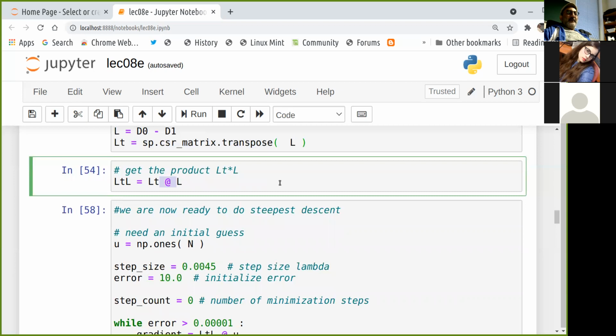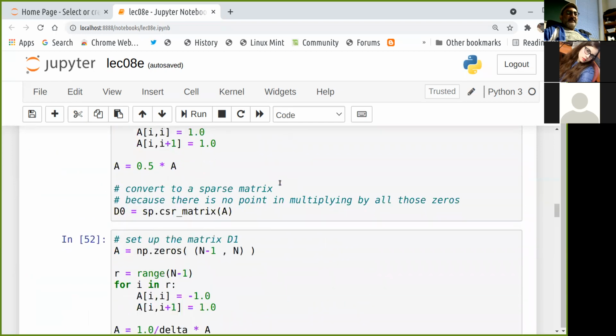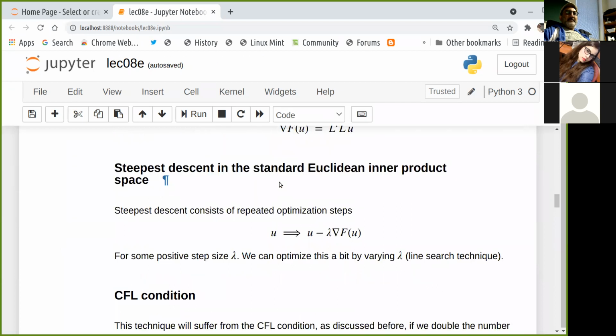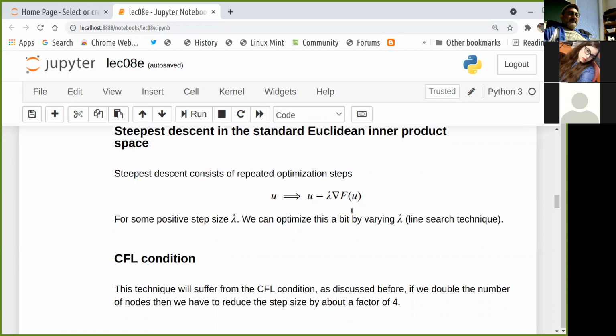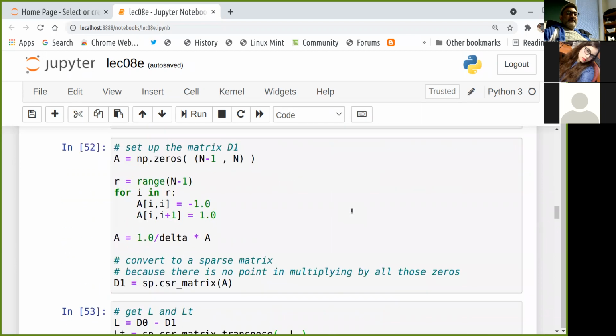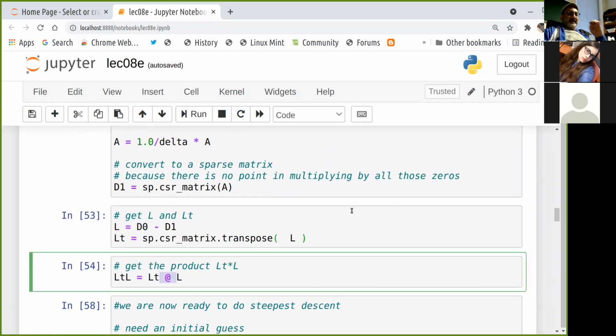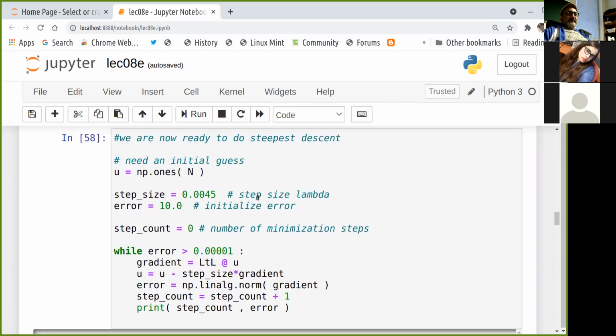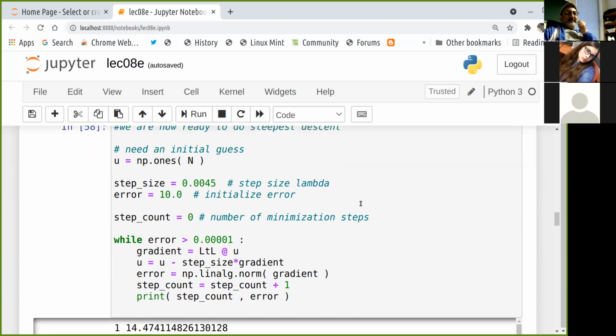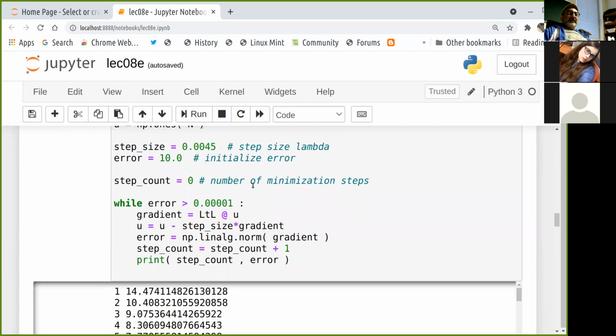Okay, now I'm ready to do steepest descent. What was steepest descent again? That was u gets replaced by u minus lambda times the gradient. And that hopefully gives you a u which gives you a smaller f of u. So we have to start from somewhere. So let's start with them all being ones. In this case, 0.0045 was about the lambda, the biggest lambda that I could use without it becoming unstable. We're going to run this until some error condition is met. Okay, count the number of steps.